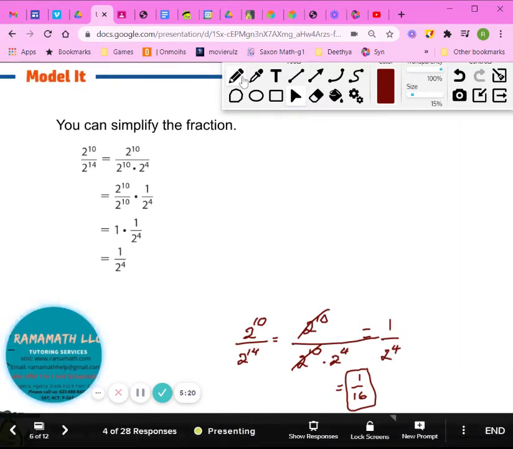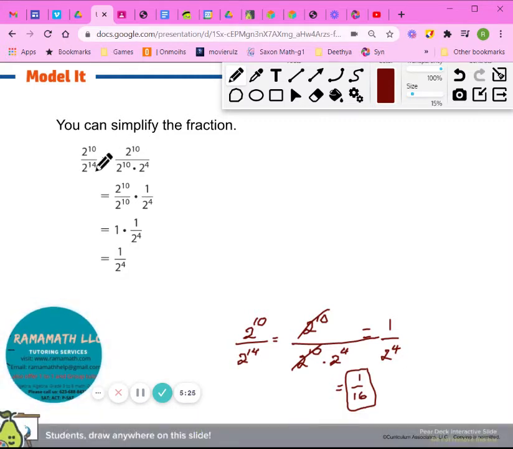Now, let's look into this one. Now you can see this one, 2 to the 10, same. 2 to the 14, we can write it as 2 to the 10 times 2 to the 4. Now I can write it 2 to the 10 over 2 to the 10, and then 1 over 2 to the 4. Now I can cross these two, left with 1, and then this is 1 over 2 to the power 4. So the same way, or maybe watch this, instead of doing a lot of work right here, I can do this too. 2 to the 10 over 2 to the 14.